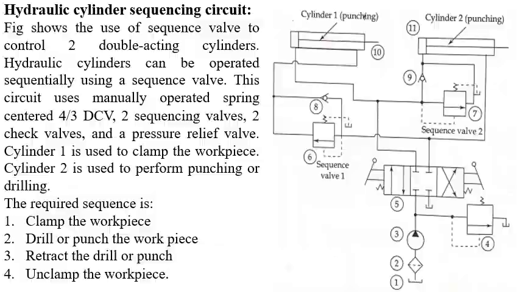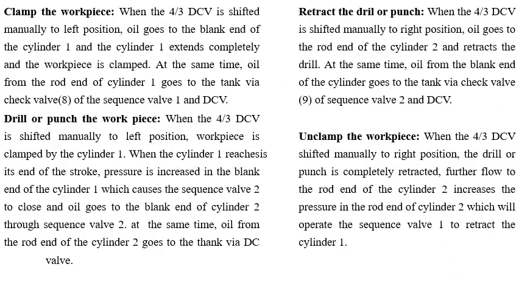Here this is the theory part. First is clamp the workpiece. Second is drill or punch the workpiece. Third is retract the drill or punch. And fourth is unclamp the workpiece. What does it mean? Here there is a sequence of operations. First, cylinder 1 is utilized for clamping or holding the workpiece, and cylinder 2 is suitable for punching or any machining operations or drilling operations.